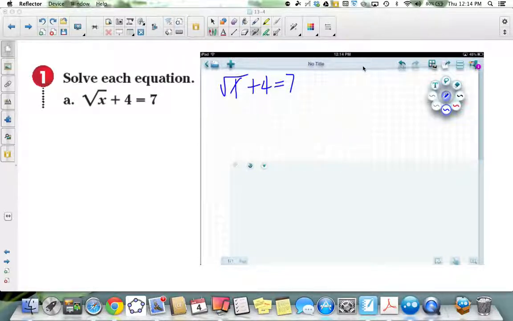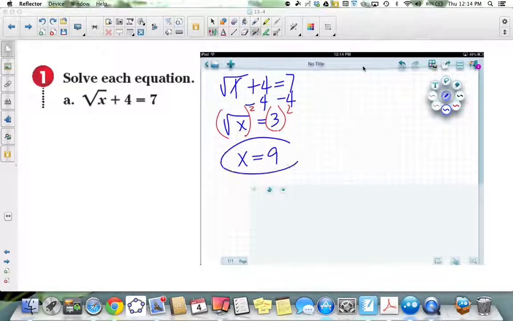To be able to solve this equation, again, the first step is to isolate the radical. So we subtract 4 from both sides of our equation. Subtracting 4 from both sides, we end up with radical x equals 3. And then the second step in solving radical equations is to square both sides. So we square both sides of our equation, and after squaring, we end up with x equals 9. So the value of x is equal to 9.